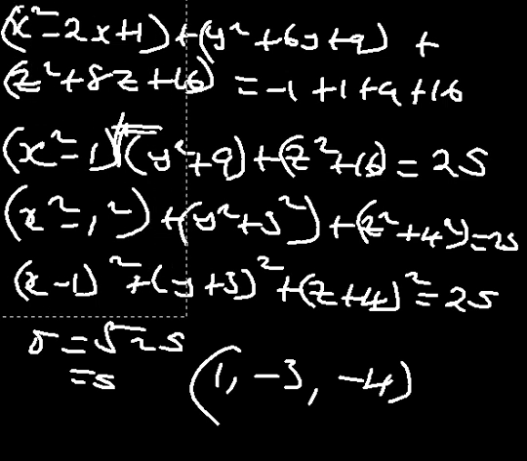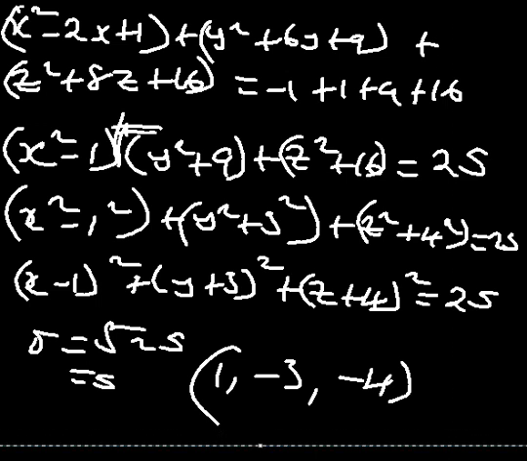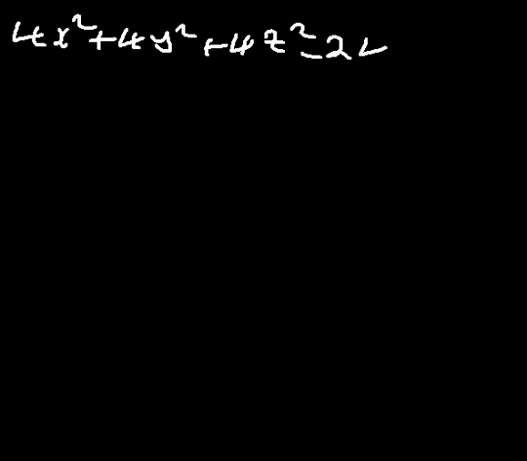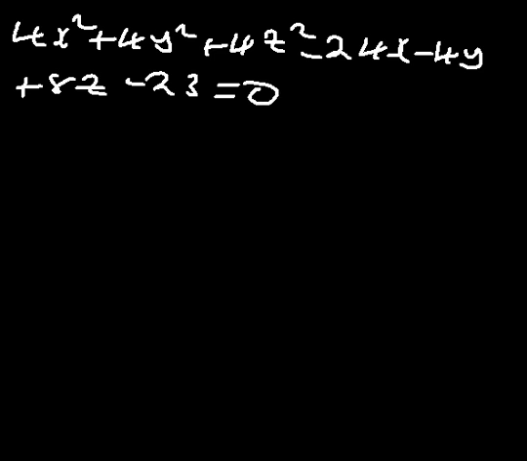And how about if we have this case? Let's say we have a case that is given as 4x squared plus 4y squared plus 4z squared minus 24x minus 4y plus 80z minus 23, which is equal to 0.